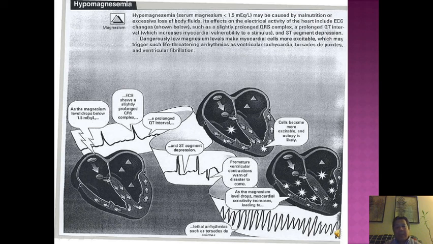As I mentioned earlier, magnesium is very important in the electrical conduction of the heart as well, almost as important as potassium. So any decrease in the magnesium level of the blood less than 1.5 mEq per liter may cause cardiac dysrhythmias such as ventricular tachycardia, ventricular fibrillation, or torsades de pointes. If you don't know what torsades means, we can discuss that in med-surg.